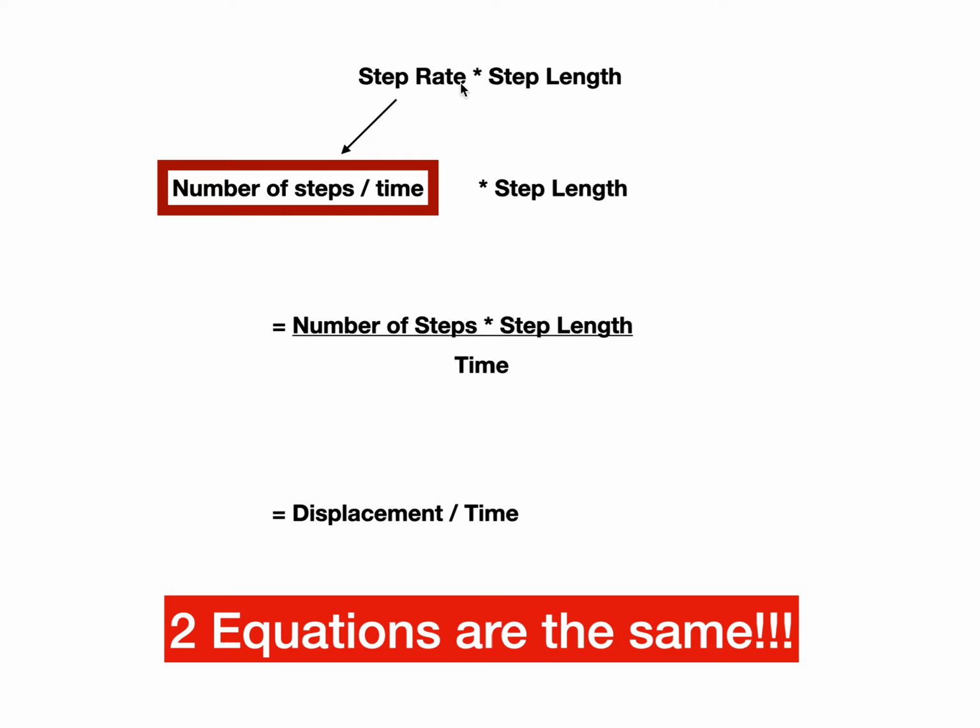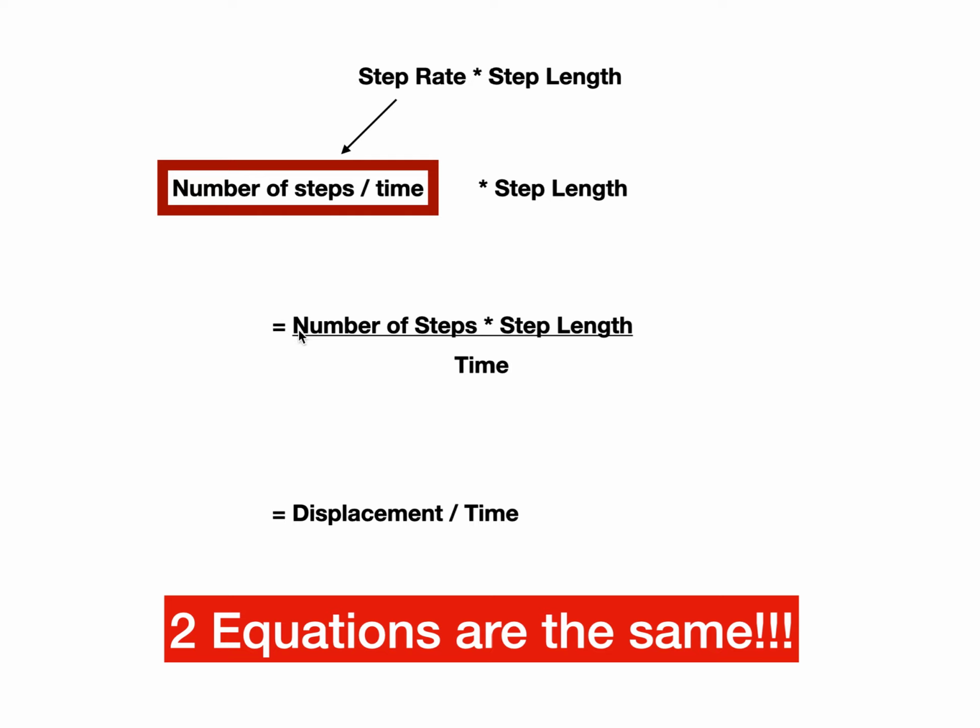And what's the definition of step rate? That means how many steps per second, right? So that'll become number of steps divided by time. All right. So if we write it this way, that'll be number of steps times step length divided by time. And what does number of steps times step length mean? That'll become your total displacement, right?